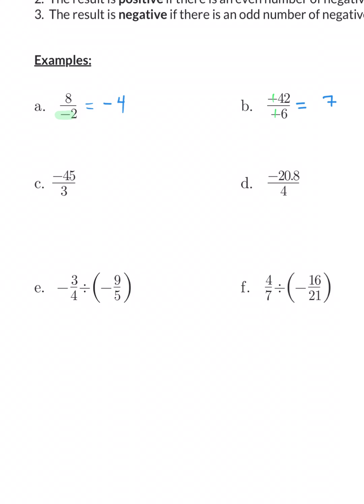For example C, dividing the numbers to begin with, 45 divided by 3 is 15. Since we have 1 negative in the problem, we will keep it with the answer, giving us negative 15. For example D, starting with dividing the numbers, we get 20.8 divided by 4 is 5.2.